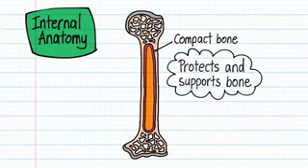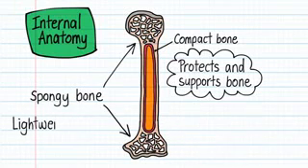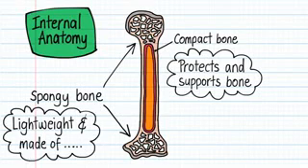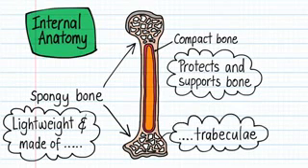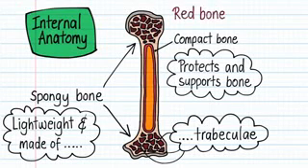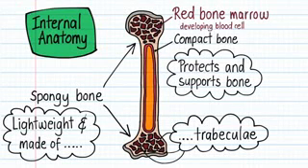The epiphyses are made of spongy bone, which is lightweight and made of a lattice work of irregular sheets of bone called trabeculae. Filling the spaces between these trabeculae is red bone marrow. Red bone marrow is mostly composed of developing red and white blood cells and platelets.